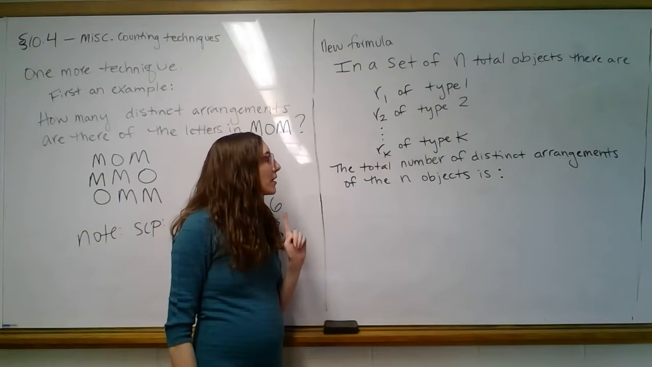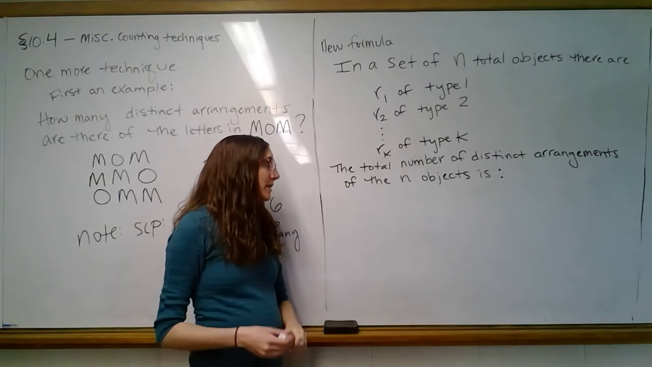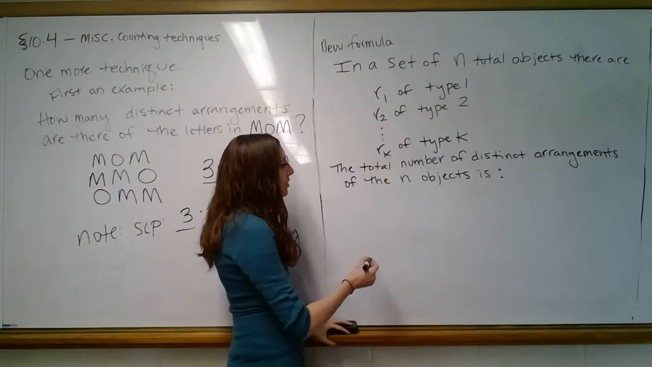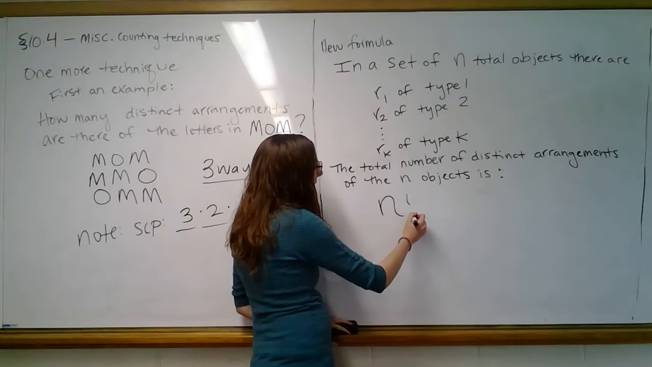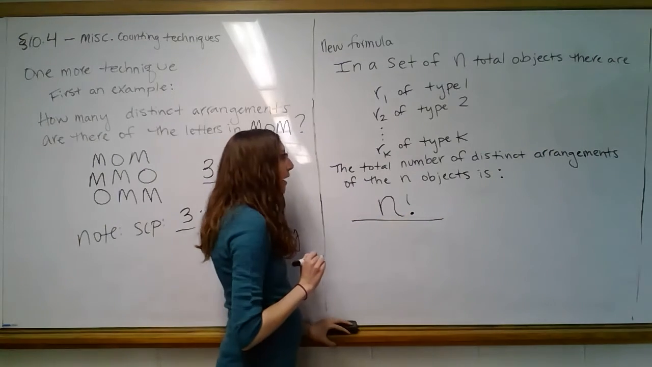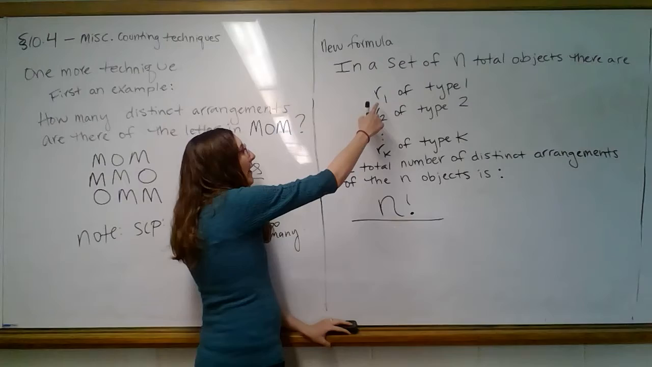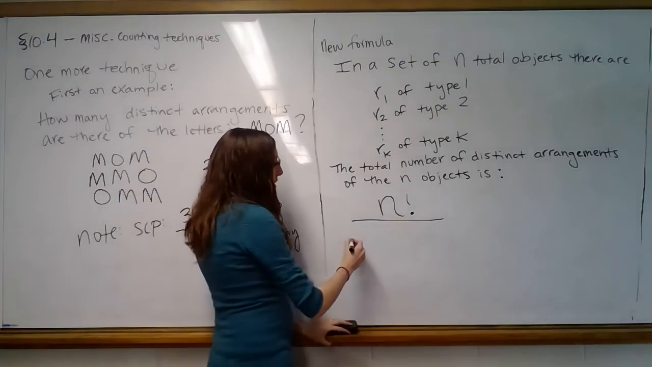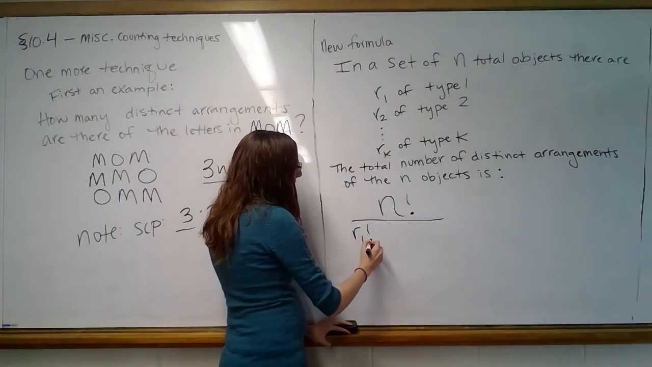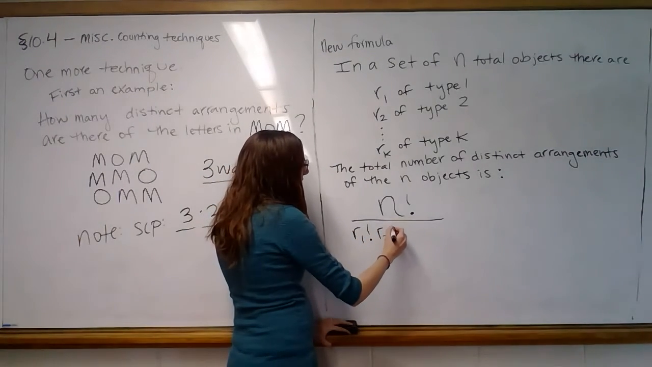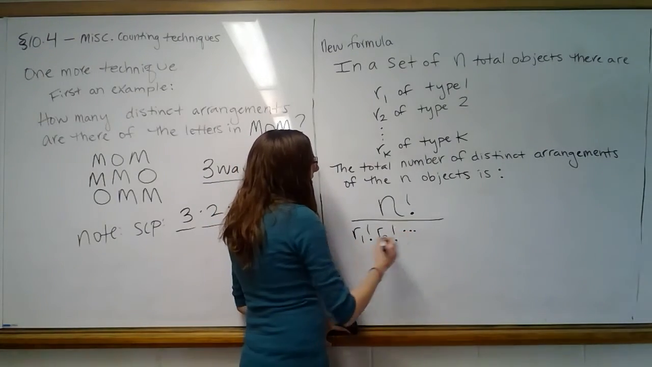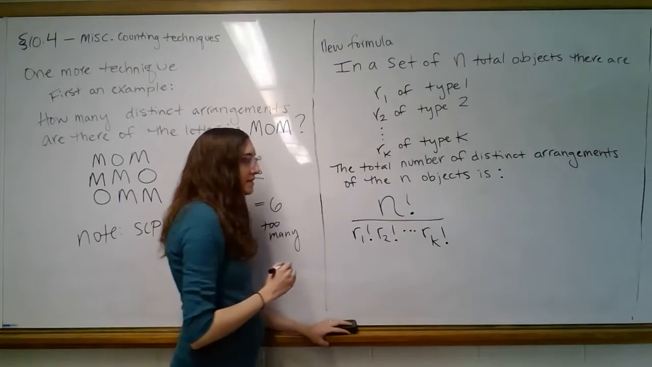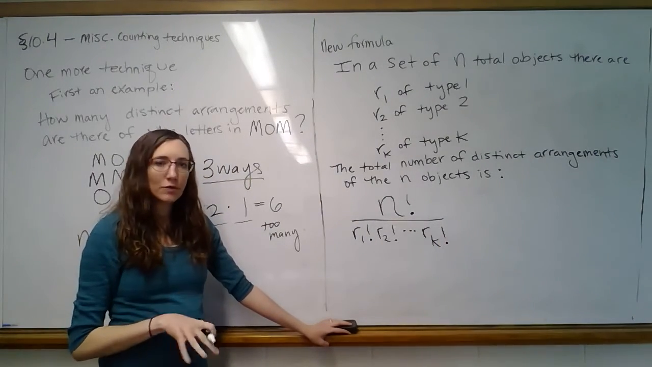Then the total number of distinct arrangements of the n objects, we're going to have a formula for it. And it turns out the formula looks like n factorial. So remember, n is the total, divided by, in the bottom we're going to put the factorials of all of the quantities of the different types. So I'll have R1 factorial times R2 factorial times, we'll just keep going until I run out of types, RK factorial. So this is the number of things in each type. And we'll finish out that division.